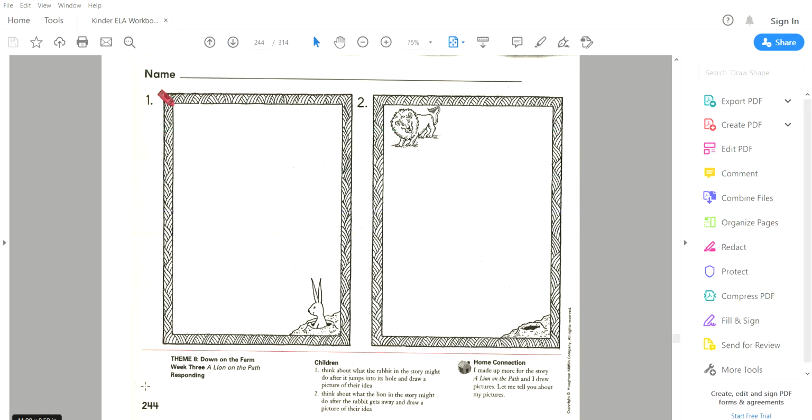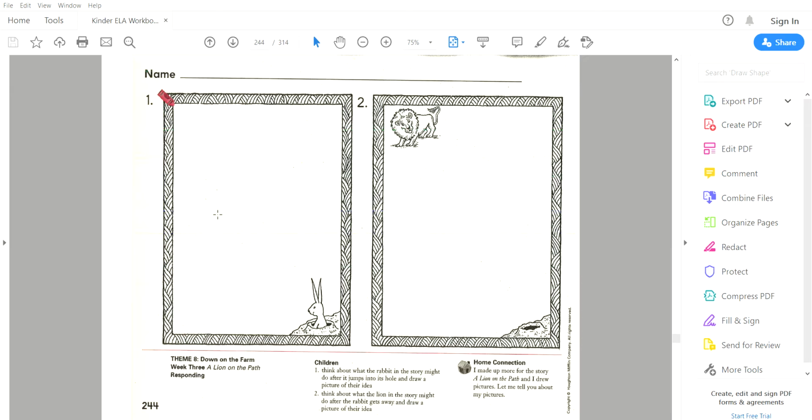All right, now that you've finished your drawings on the first side, you should be looking on the back side, page 244. We're going to keep thinking about our story. At the end of our story, A Lion on the Path, the lion followed the rabbit all the way until the rabbit tucked away and disappeared in his hole. What do you think the rabbit did after he was safe from the lion? When he ducked inside his hole, what do you imagine that the rabbit might have done next? I want you to draw a picture on number one of what the rabbit might have done next. And on number two, I want you to draw a picture of what the lion might have done next, after the rabbit ducked inside the hole.